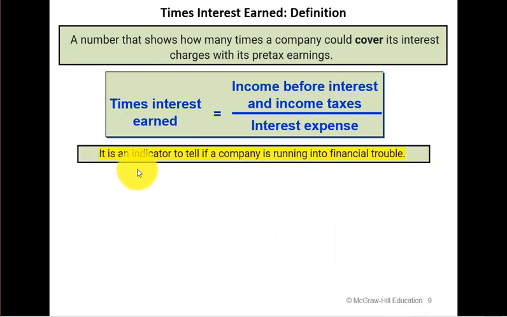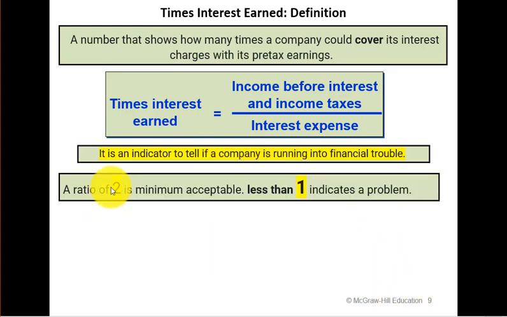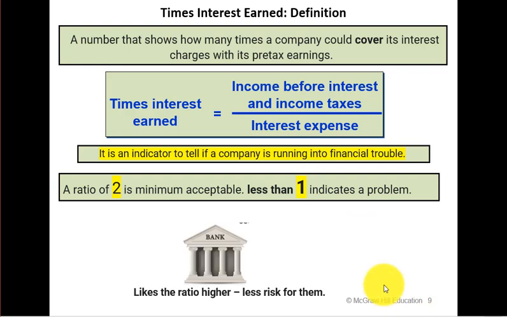Okay, it's an indicator to tell if a company is running into financial trouble. Usually a ratio of 2 to 1. You'd like to have an interest ratio of at least 2 to be acceptable. Less than 1 indicates you are going to have a real problem and the bank's not going to like this a bit. So, the bank likes higher. Higher is better for the bank.